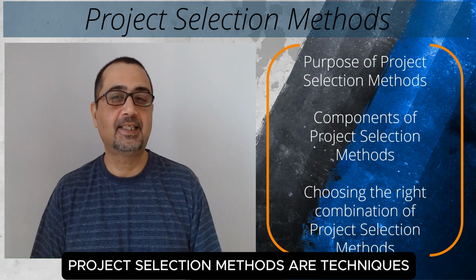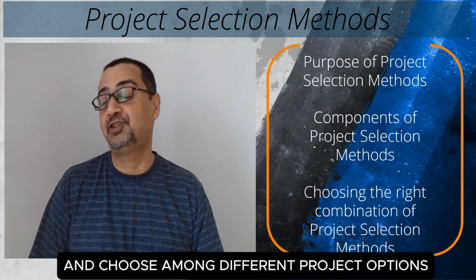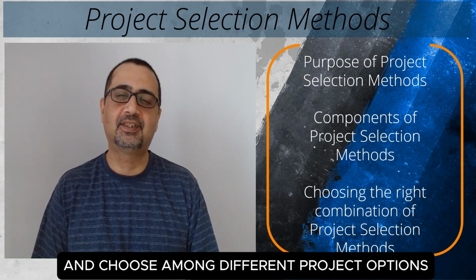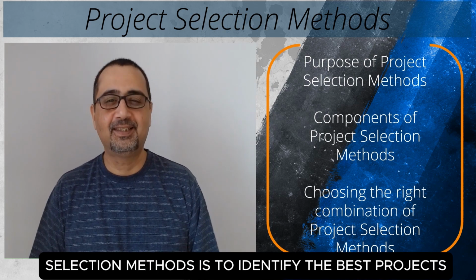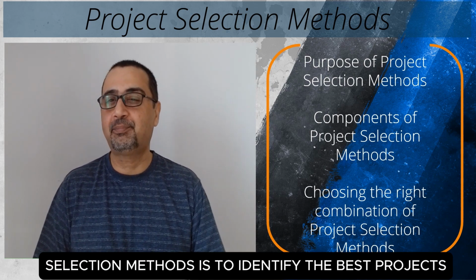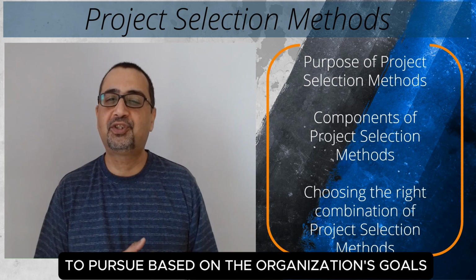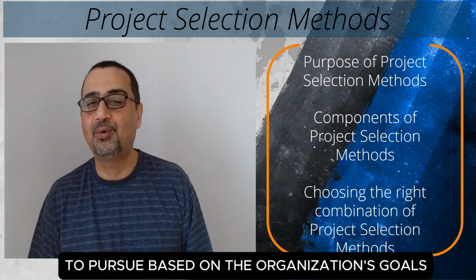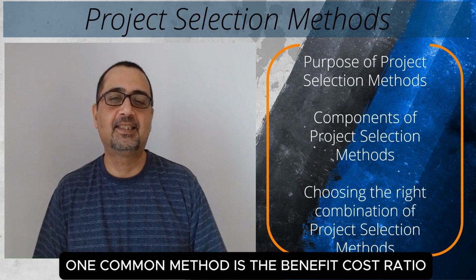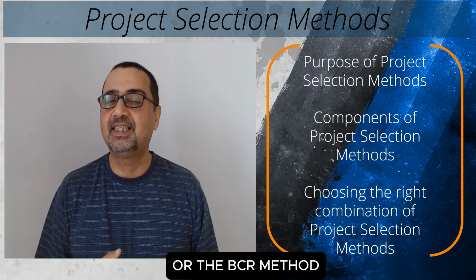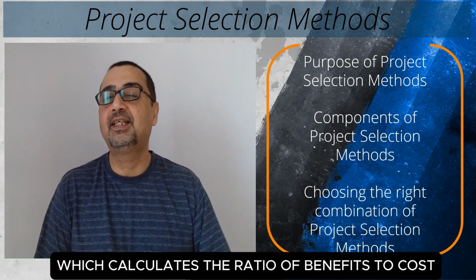Project selection methods are techniques used to evaluate and choose among different project options in project management. The goal of the project selection methods is to identify the best projects to pursue based on the organization's goals, resources, and constraints.